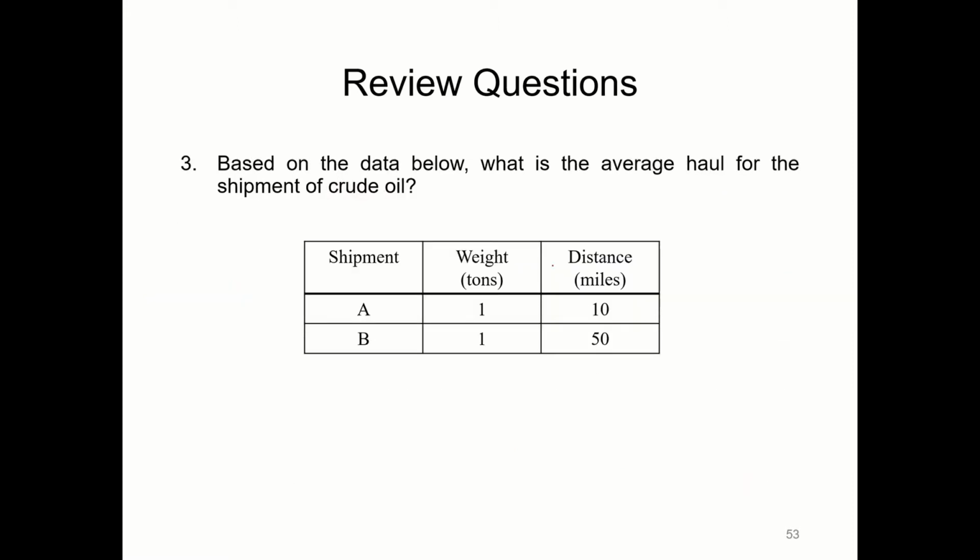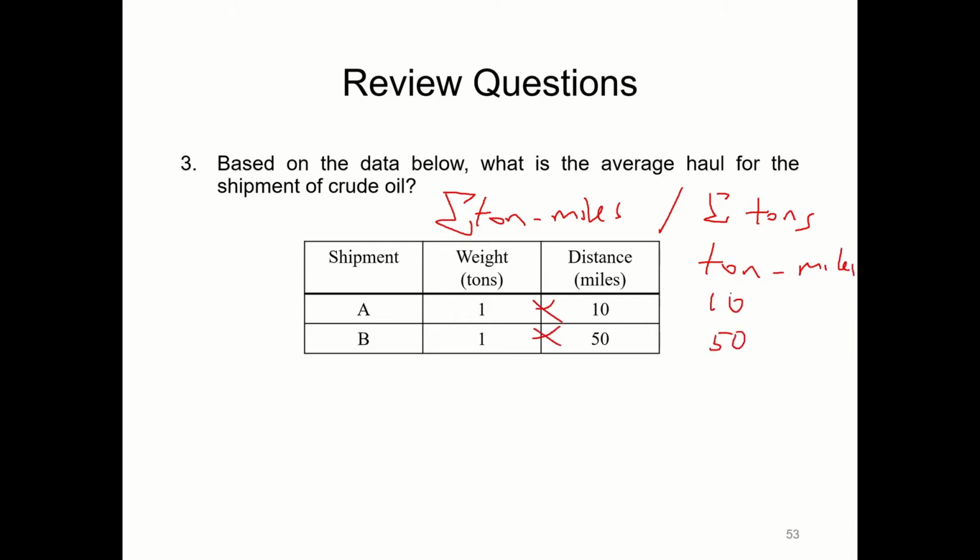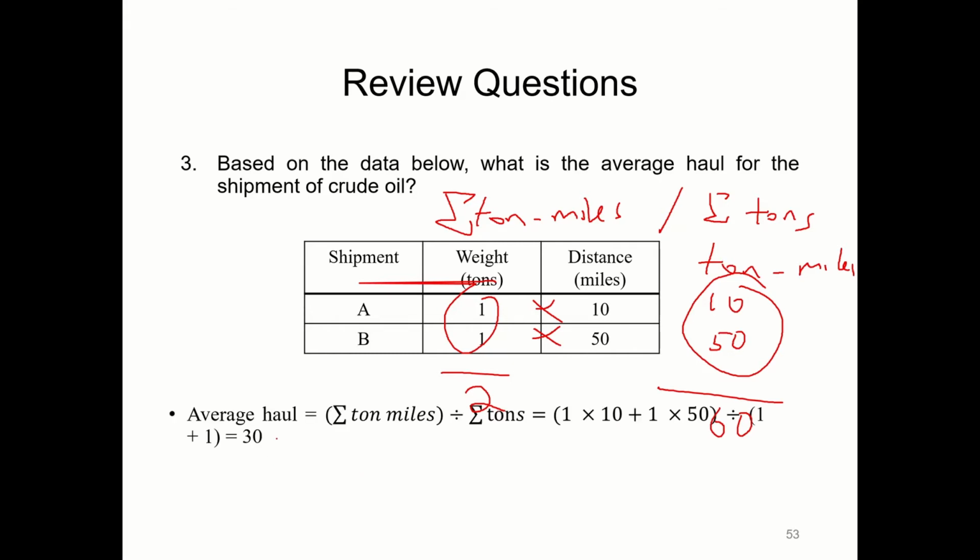Based on the data below, what is the average haul for the shipment of crude oil? Remember the formula would be summation of ton miles divided by summation of tons, right? So here we need to calculate the ton miles for each shipment. Here it will be 10, this will be 50. Just multiply them. Then we sum this, it's 60, and we sum this, it's 2. So the answer will be 60 divided by 2, and you'll get a value of 30. That would be the average haul.